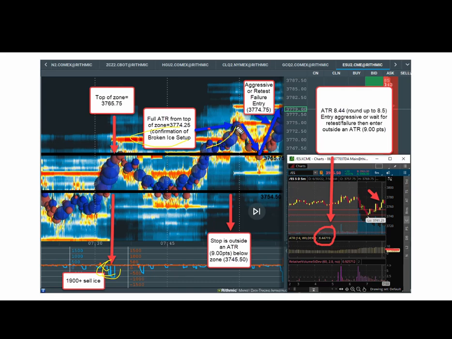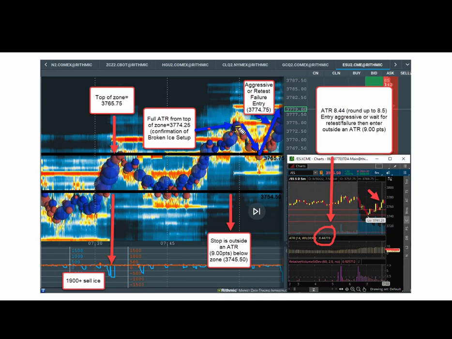This market was able to get a full ATR above this zone. The minute it gets a full ATR above this zone, I know this is a broken ice setup, right? And then my entry is going to be just outside of an ATR. I've determined, again, by trial and error, a lot of error, where if you can put your entry just outside the ATR, it's better than doing it just inside.